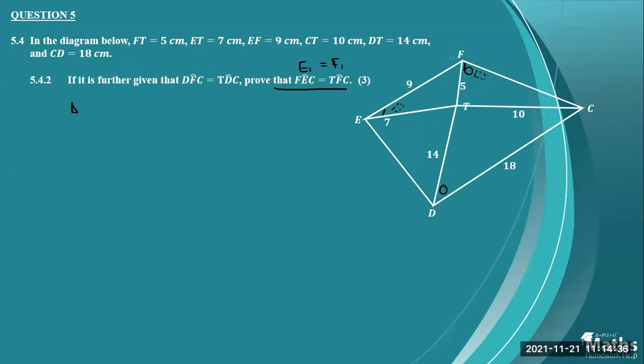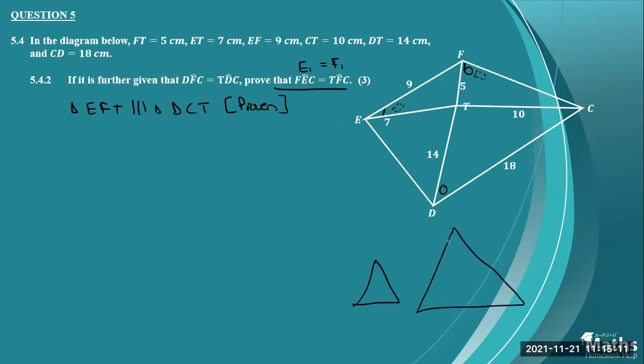And from this, they gave us that F1 is actually equal to angle D. So looking at this, we have nothing to go on. But we proved that triangle EFT is similar to triangle DCT. That's proven. We just proved it in the previous question. Now, if two triangles are similar, then we know the corresponding angles will be equal.